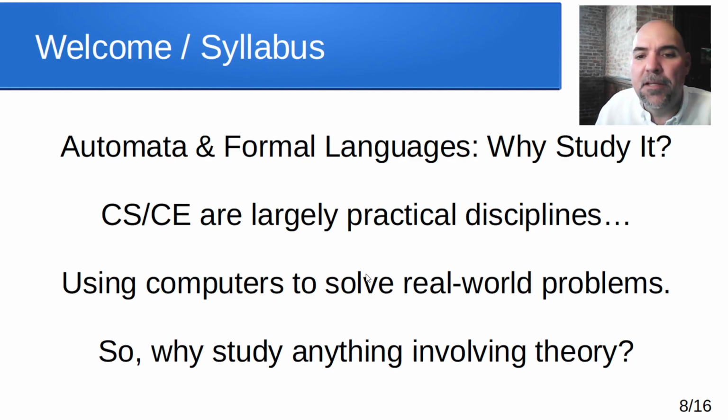Okay, so why study it? Well, let's take a look at that. So computer science and computer engineering are largely considered to be practical disciplines. In other words, you're using a computer to solve some sort of a problem. And you see that with writing code for a game or building some embedded system to do something.